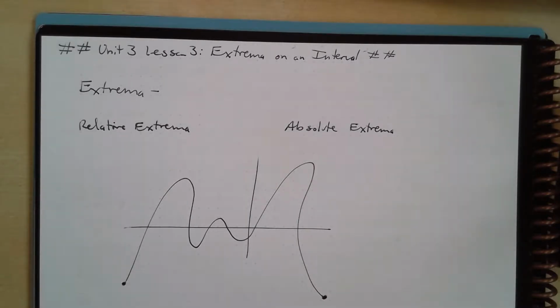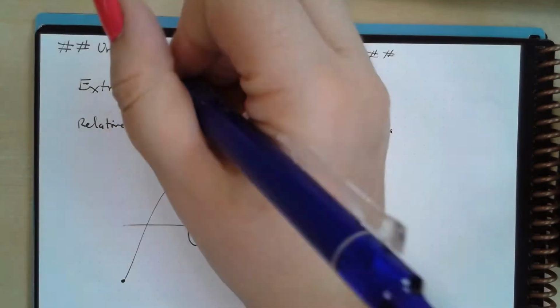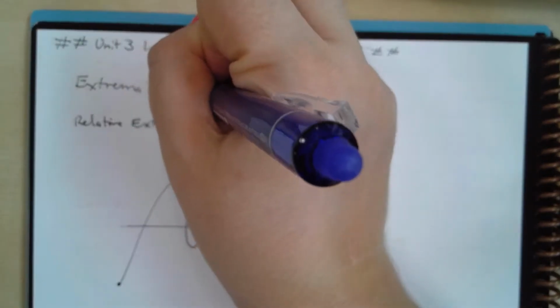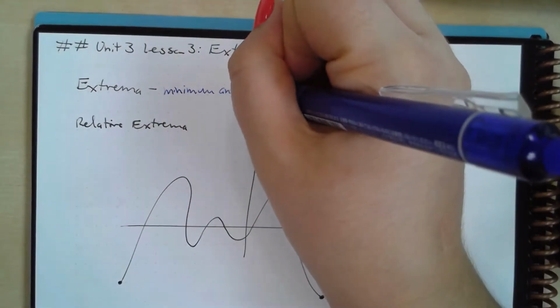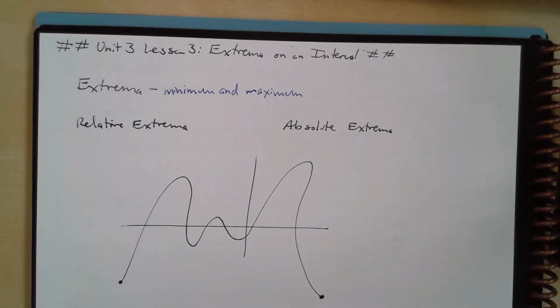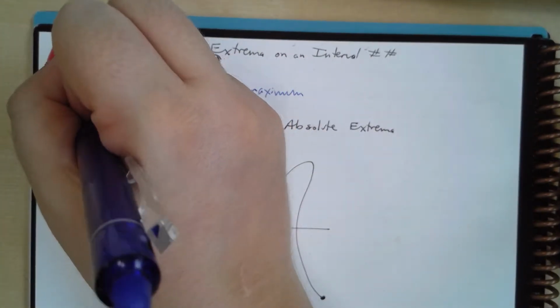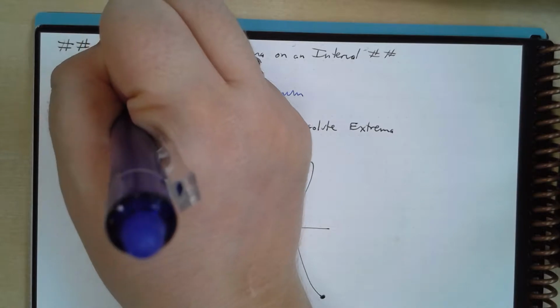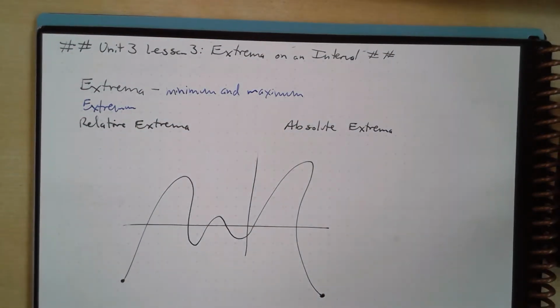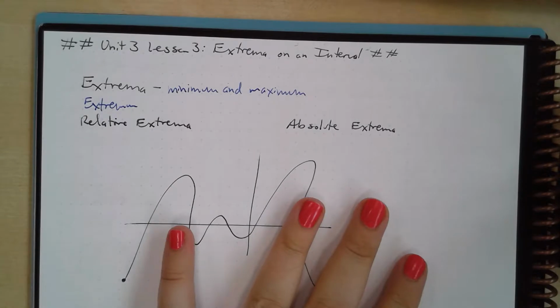Okay, today I want to talk about extrema on an interval. What are extrema? If we're looking at a function, extrema are basically the minimum and maximum values on a function. That's it. Extrema are the extreme values, minima and maxima, and this is the plural. Extremum is our singular, and we have two different types of extrema: relative extrema and absolute extrema.